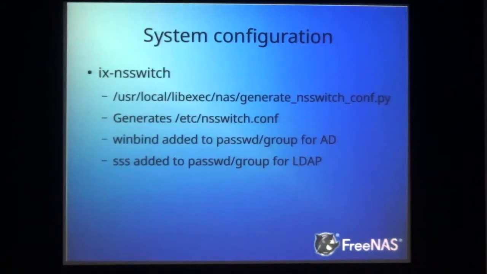Next, we have ix nsswitch, and this generates your nsswitch file. For AD, user and group resolution is done using winbind, so it adds winbind to your nsswitch file. For LDAP, it adds SSS. It can also add LDAP as well. If you use anonymous binding, it'll use LDAP. If you don't use anonymous binding, SSS will be used.